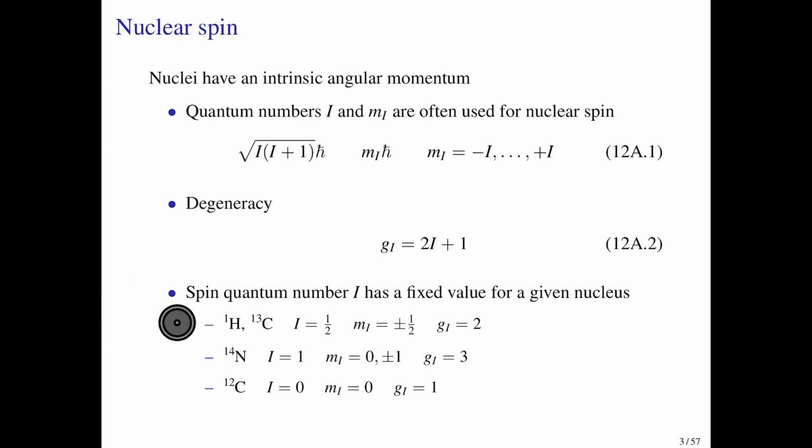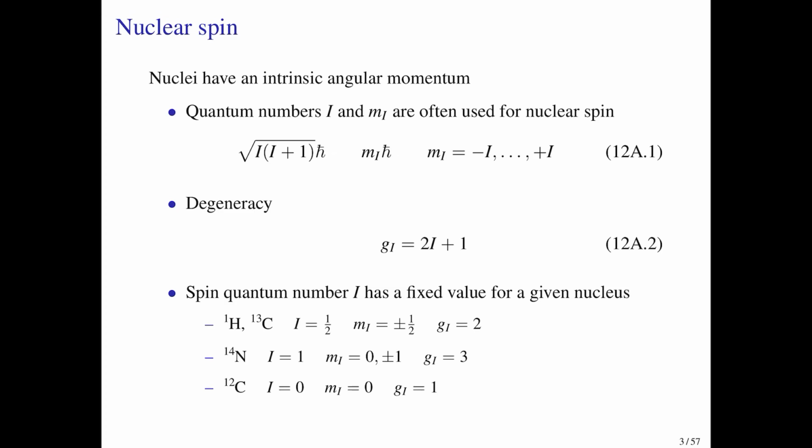The most important ones to chemists really are protons and carbon-13 isotopes. These are both spin 1/2 particles, just like electrons. And so there's an up state and a down state corresponding to m sub I equal to plus or minus 1/2. But other nuclei have different values for the spin.